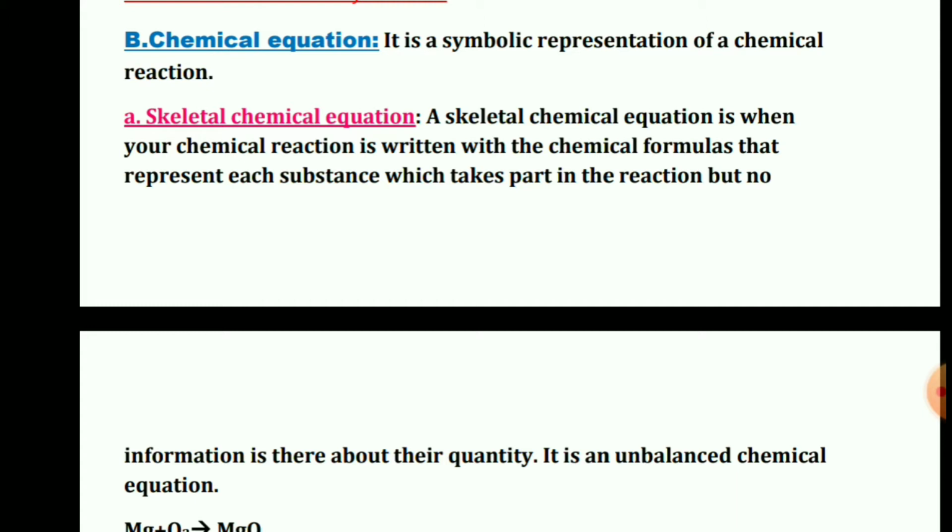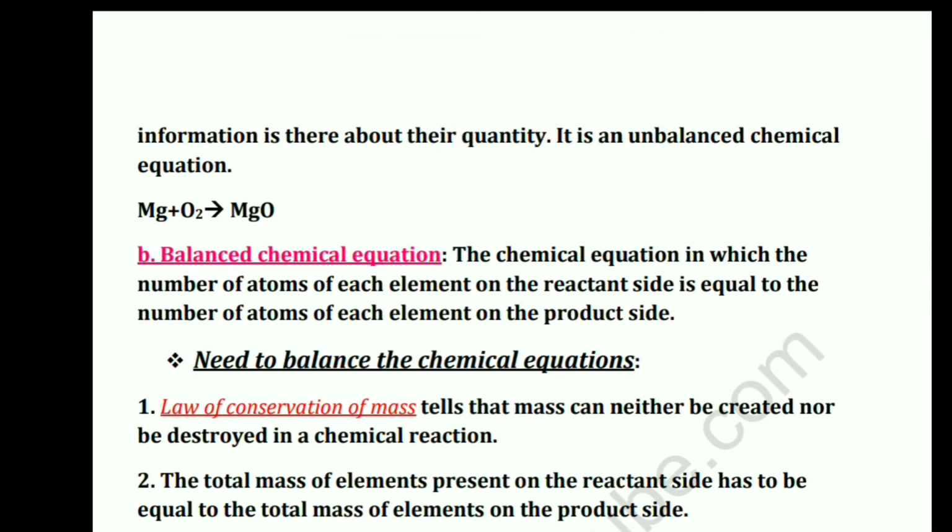Now chemical equations can be either skeletal or balanced. So what are skeletal chemical equations? A skeletal chemical equation is when your chemical reaction is written with the chemical formulas that represent each substance which takes part in the reaction, but no information is given about their quantity. For example, this way: magnesium plus oxygen gives magnesium oxide.